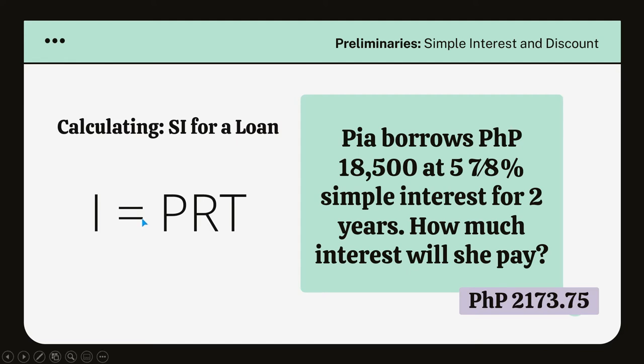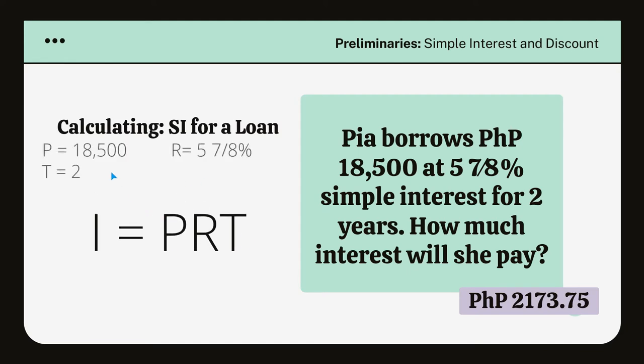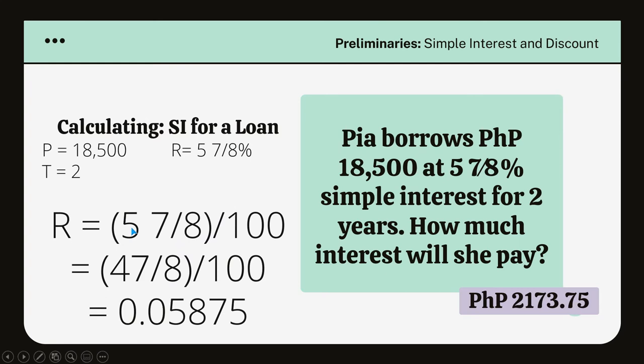So I is equivalent to PRT, and we are aware that the principal is 18,500, of course. The time is 2 years, and our rate is 5 and 7/8%. Now, for the sake of formality, I will show you how the rate would be converted into decimals. Okay? So your rate is equivalent to 5 and 7/8 all over 100. Okay? We're dividing it by 100 because it's in percent form. So for us to remove it from percent form, we need to divide it by 100.